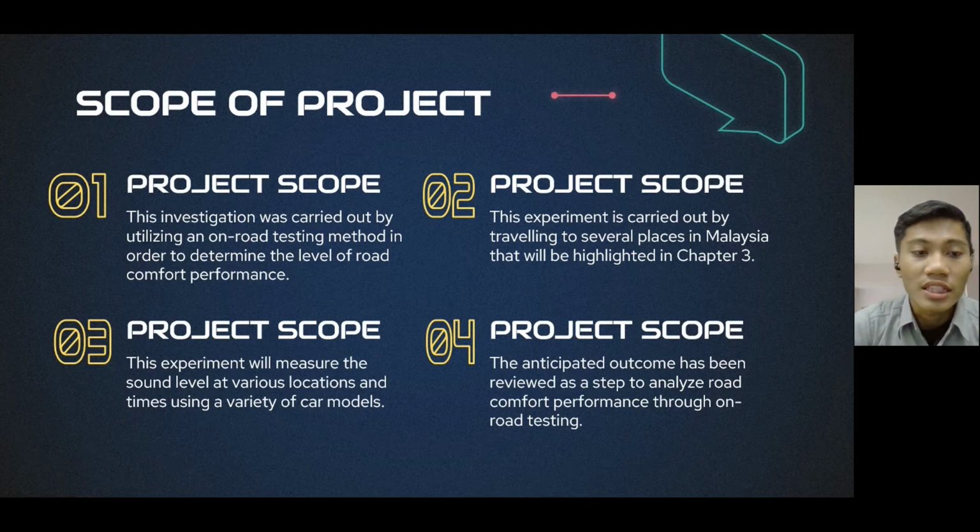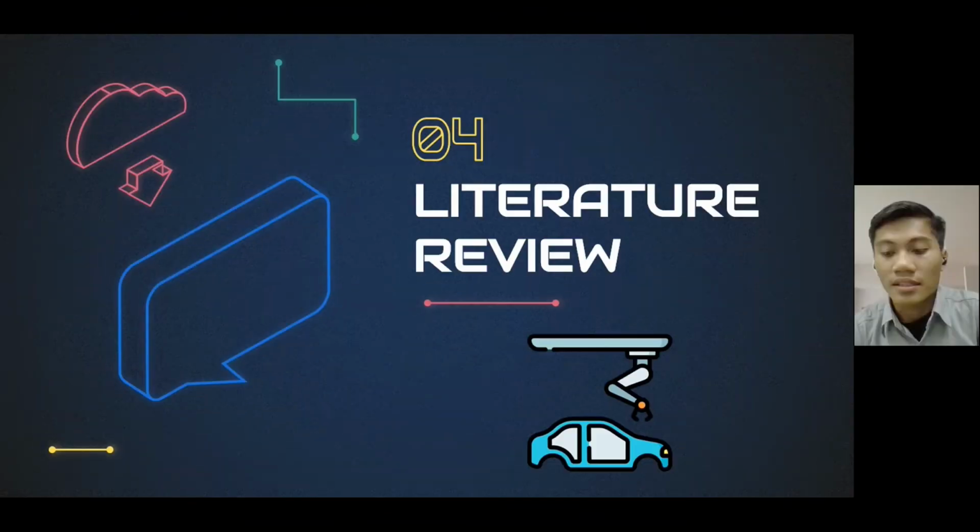So the third one is this experiment will measure the sound level at various locations and time using a variety of car models. For this project, we use 3 types of car. And the last one, the anticipated outcome has been reviewed as a step to analyze road comfort performance through on-road testing. We go to the part literature review.